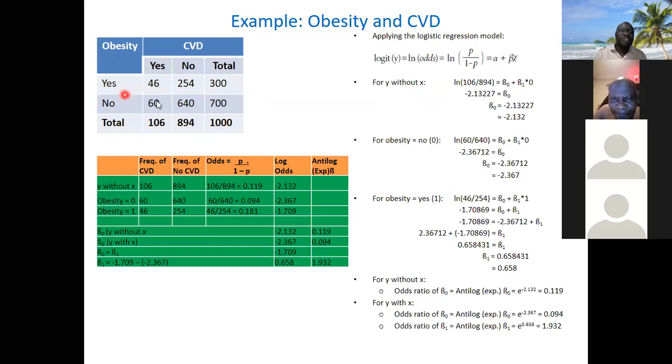If obesity is not considered, you still know that the total that have cardiovascular disease is 106 over 1000. So when you look at it now, P over 1 minus P is 106 over 894. It's simple mathematics. Some people can be flagged by this, it may look funny, because let me just demonstrate something now.